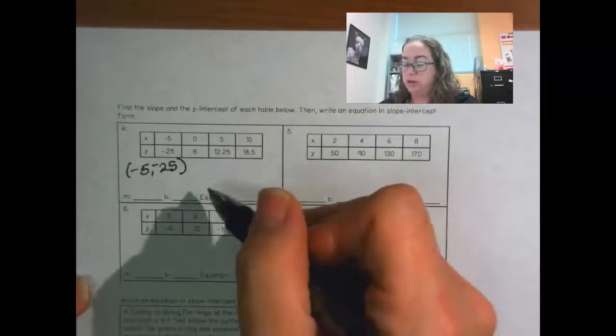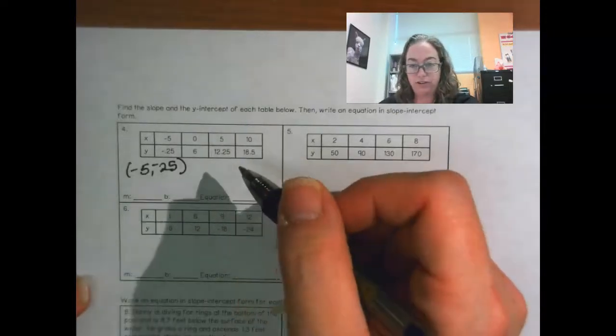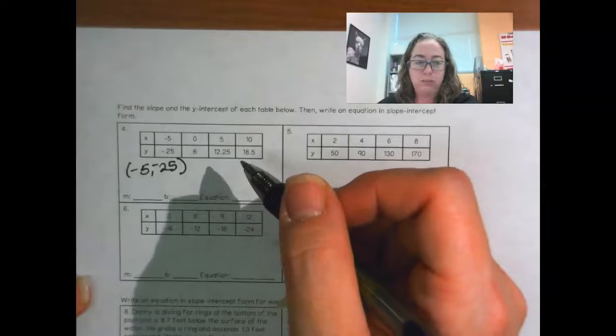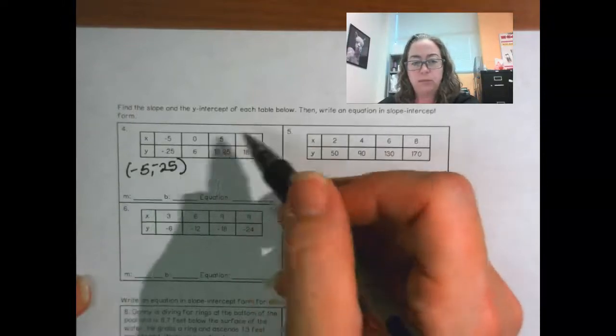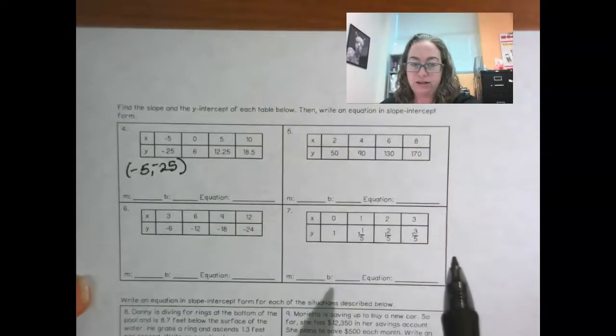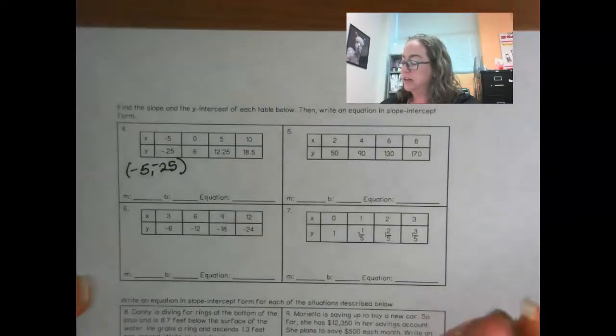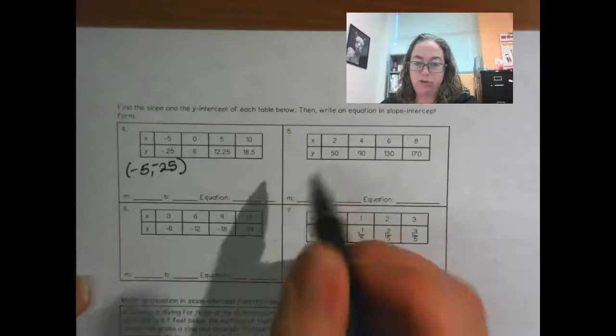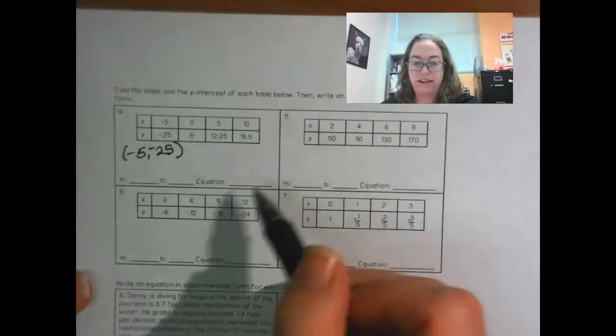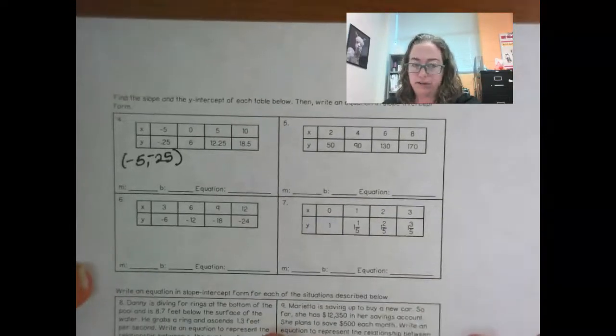So I want you to use your slope formula where you do y2 minus y1 over x2 minus x1 to find the slope. I want you to find the y-intercept. That's when x equals 0. The y would be your y-intercept. And then I want you to write the equation for me. So I want you to try those on these 4. Let's do the first one together.